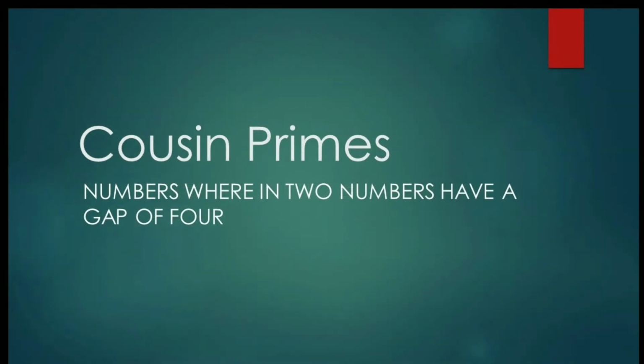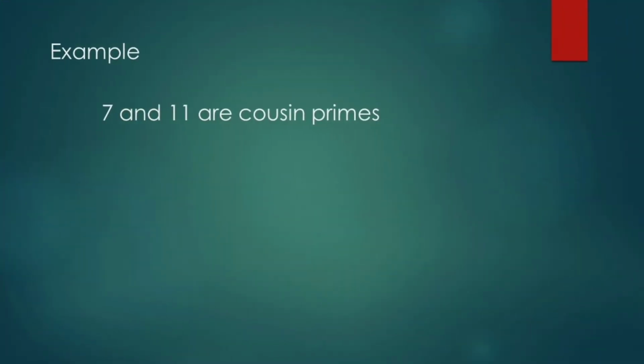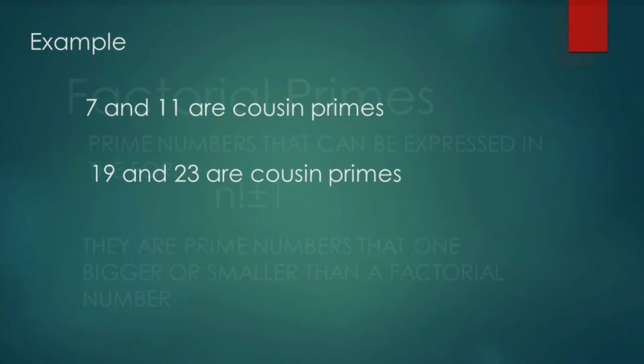Cousin primes are numbers wherein two primes have a gap of 4. Example, 7 and 11 are cousin primes, as well as 19 and 23.